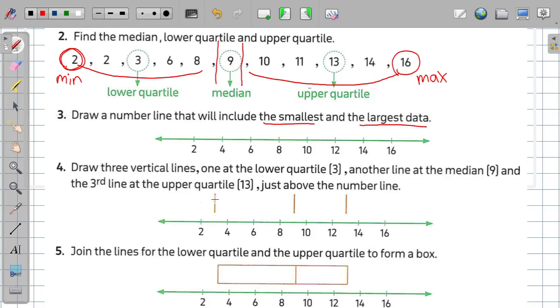Every line for the 3 numbers: the lower quartile, the median, and the third quartile or the upper quartile. So I will draw a line at 3 and I will draw another line at 9. So here I have 3, here I have 9, and here I have 13. Okay, and after that I will join the lines to form a box like that.